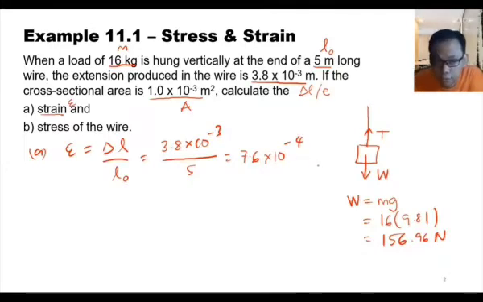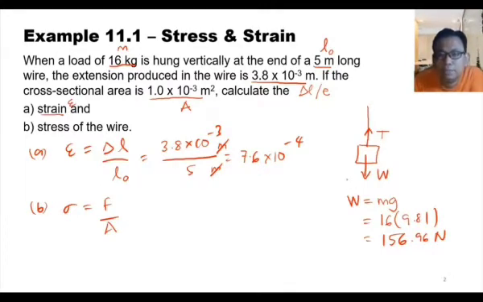So there's no unit there because the unit here is meter, right? And here also the unit is meter, and they cancel each other. And B, stress. What is the formula of stress? Stress is equal to force divided by cross-sectional area.